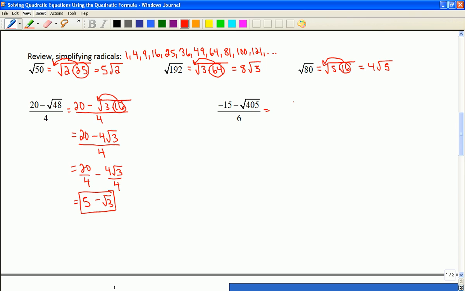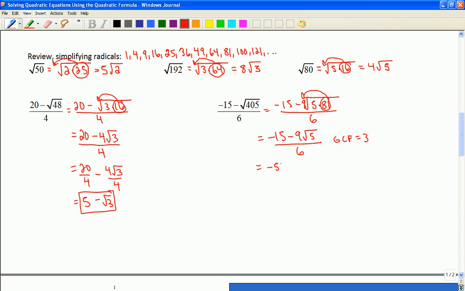In the next example, we could do the same thing. I could rewrite this as negative 15 minus the square root of 5 times 81, all over 6. And 81 comes out as a 9 when I move it to the front. So this will be negative 15 minus 9 root 5 divided by 6. And this time I can't quite remove the fraction. I'm still going to have a fraction here, but the greatest common factor is a 3. They all share a 3.